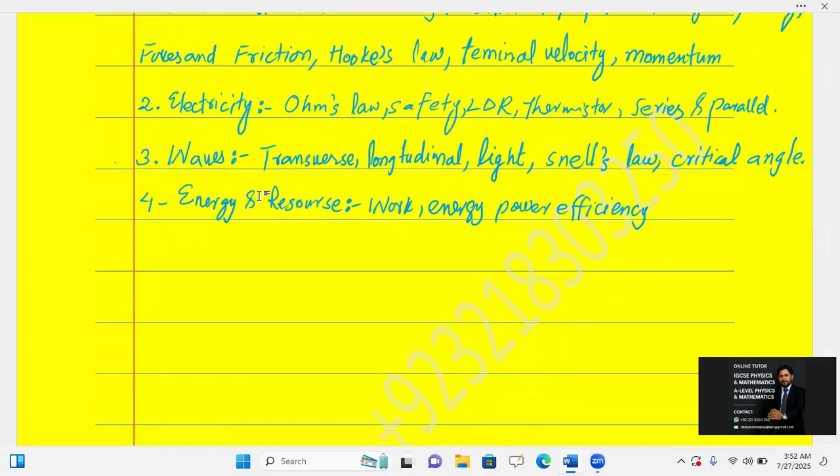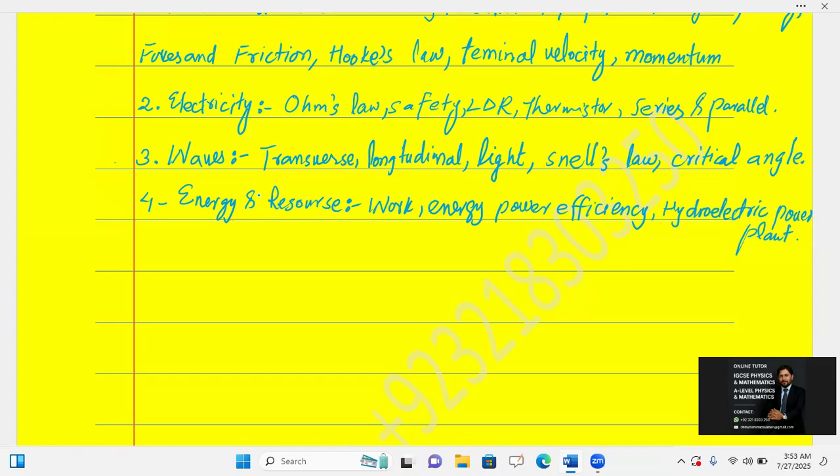We will discuss solar and wave power, and a hydroelectric power plant will be discussed over there. Okay, this will be related to our energy resources.